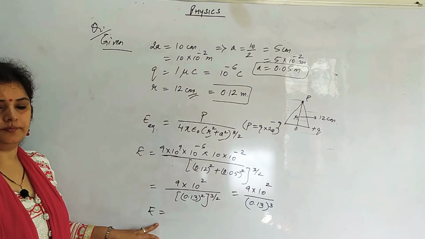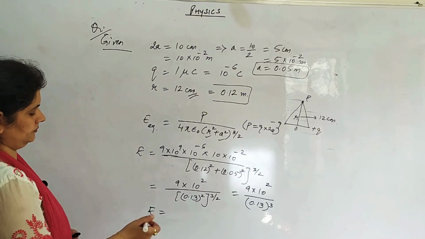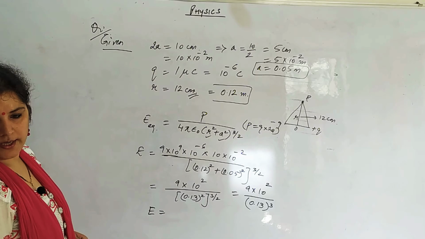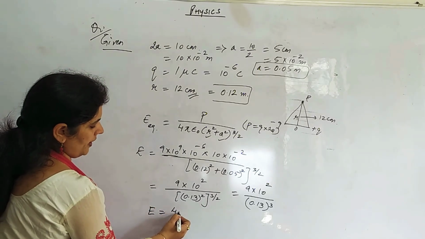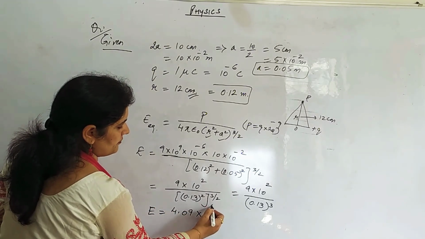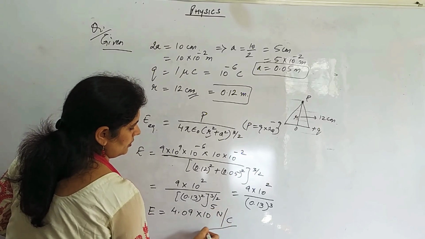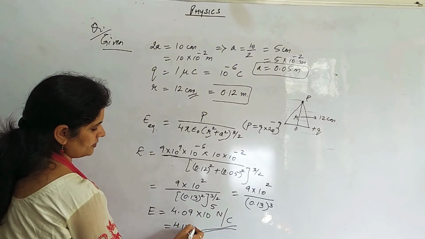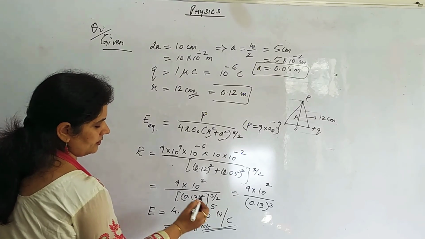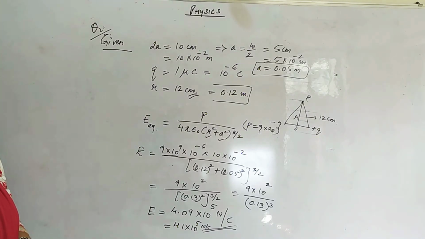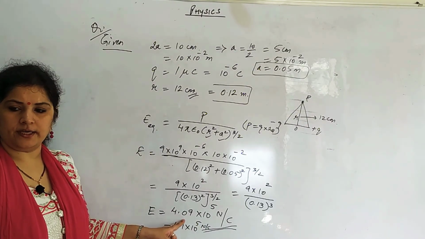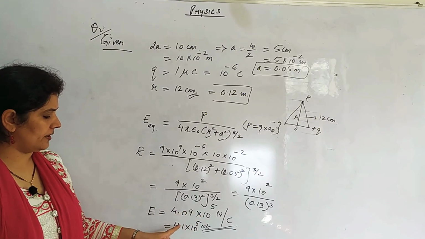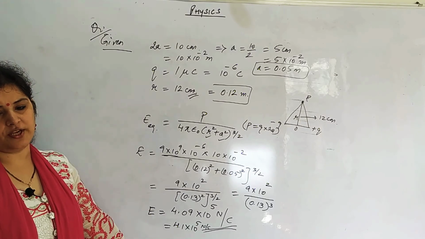Yes, children. So after solving this whole part, we get 4.09 into 10 raised to power 5 Newton per Coulomb. This is your answer. You can also round it off to 4.1 into 10 raised to power 5 Newton per Coulomb. Please check. Final answer will be 4.09 into 10 raised to power 5. Now this is 09, so we can round it off to 4.1 also. Please check your calculations.